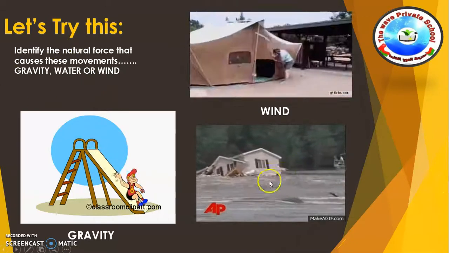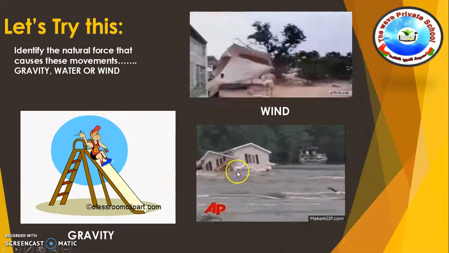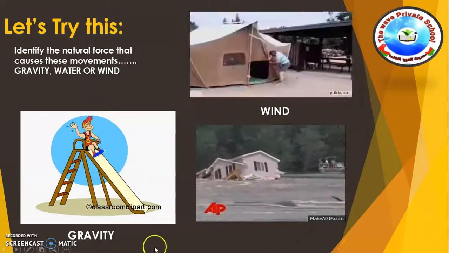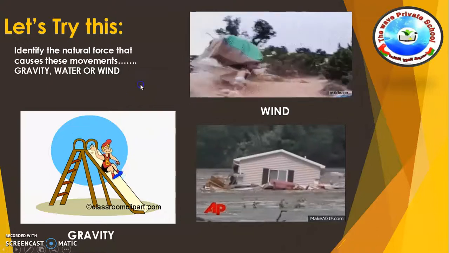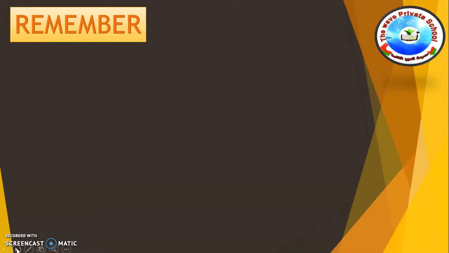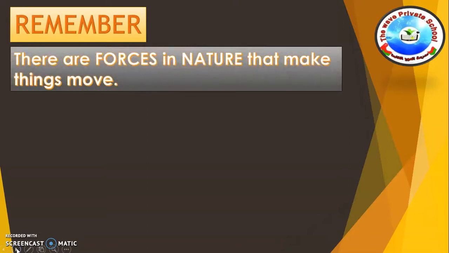Next, look at this one. Look at the house. The house is floating. And this is being caused by what? Okay, by water. So, we already finished our lesson for today. And before we end, I want you to remember these points. So, you can read this along with me.